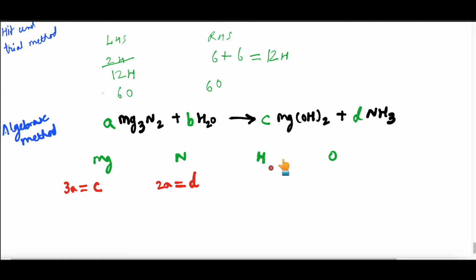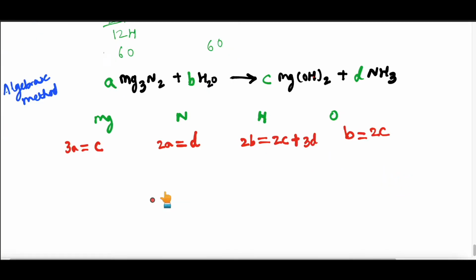Then move on to the next element, that is hydrogen. Hydrogen on the reactant side is 2B, is equal to, on the product side, 2C plus 3D. Now for oxygen, on the reactant side you have 1B. So B is equal to, for the oxygen inside the bracket, 2C on the product side. Now the next step, what will we do?